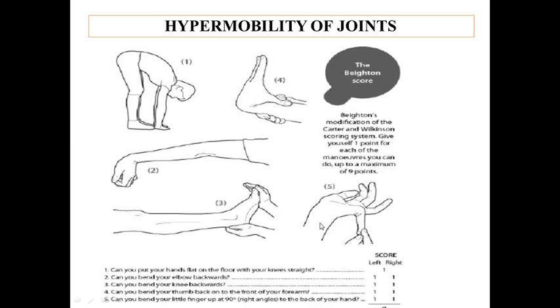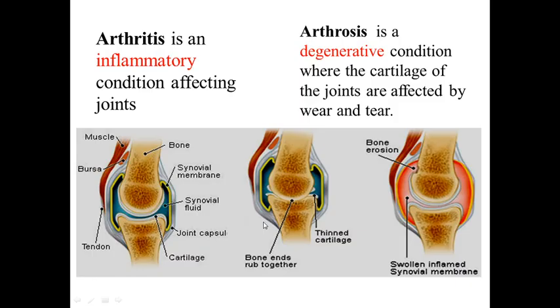To diagnose the hypermobility symptom, we can use the Beighton modification, the Beighton score, and there are different kinds of movement, and the total score is 9. A person who has more than 5 points is predisposed to hypermobility, and a score of 8 to 9 is exactly the hypermobility symptom.